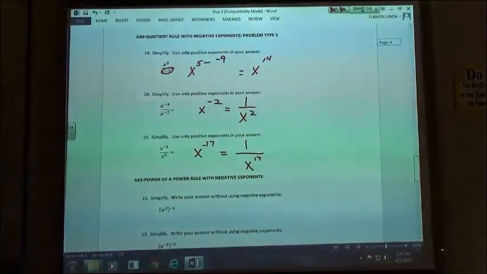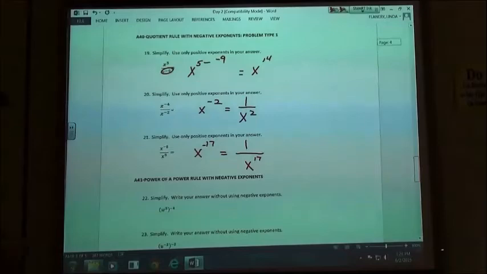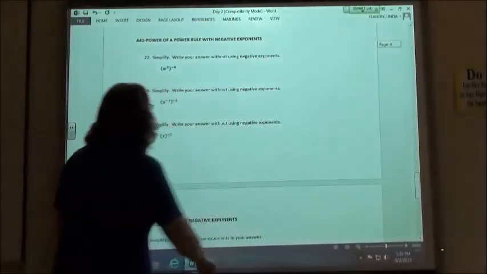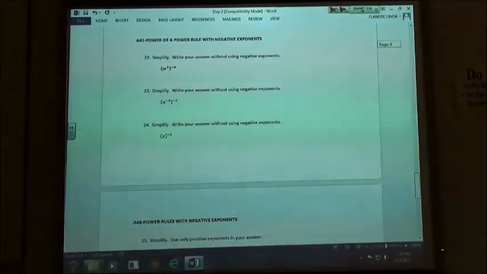I get 1 over x to the 17th power then. The next I'm using my power rule. Again, I could get rid of that negative exponent first, but since it's only a one-step problem, it's probably just easier to use the power rule that says I have to multiply my exponents.